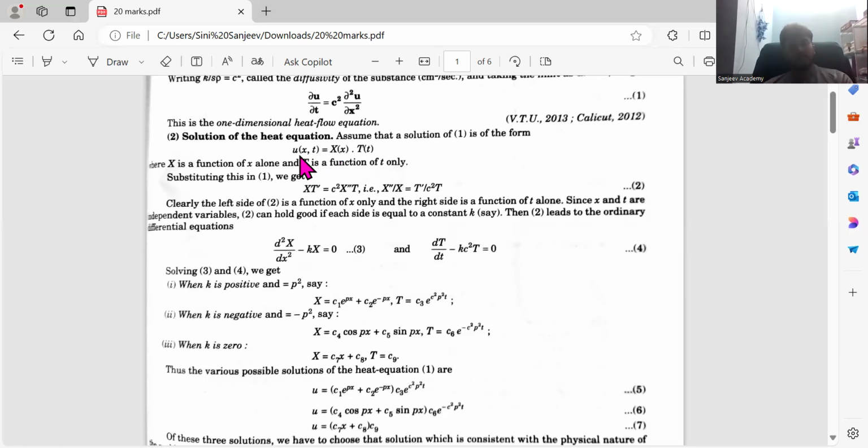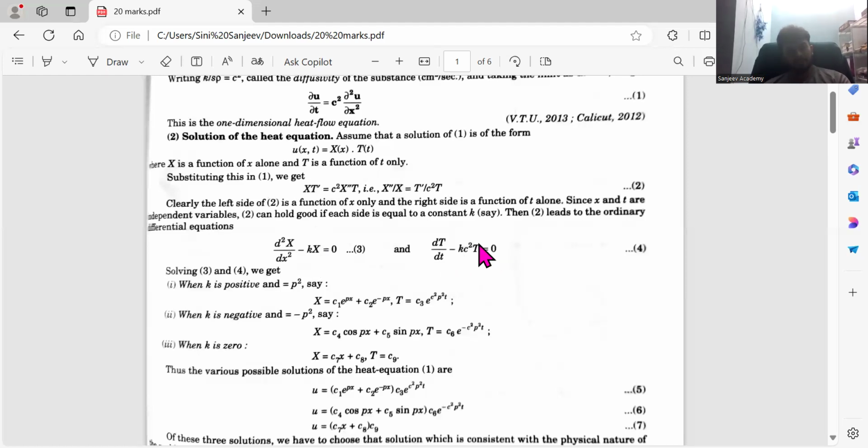Okay. So as you can see here, u(x,t) is equal to X(x) T(t). Correct. And XT' is what? c² X''T. Correct. Then what I'm doing, I'm taking X on the other side, X''/X or X/X'', and the rest everything on the other side. I'll be getting this. So all of these things I will be using in the problem. And then again coming here, d²X/dx² minus kX equal to 0, and dT/dt is equal to minus kc²T equal to 0.